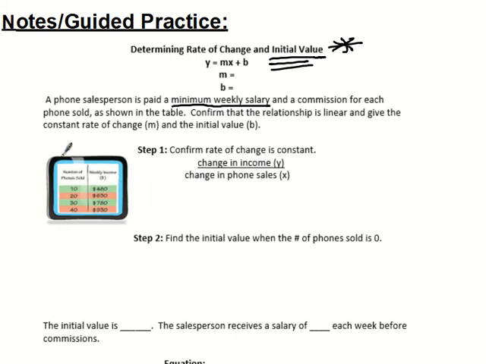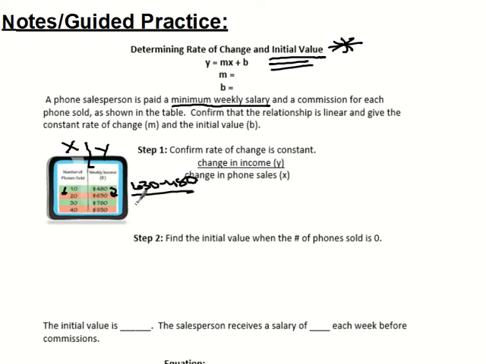So the left side is my x, the right side is my y, and the left side says the number of phones sold. So if they sold 10 cell phones, they made $480 total. That's including the salary and their commission. So to figure out how much money they make per phone, I want to figure out the change in y over the change in x. So from 480 to 630, I'm going to do some subtraction.